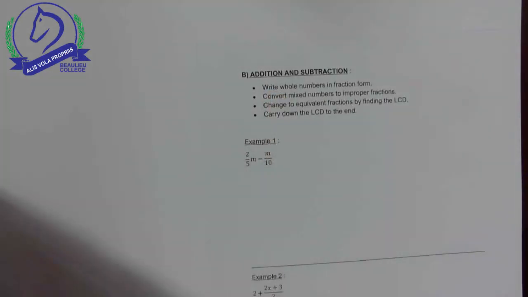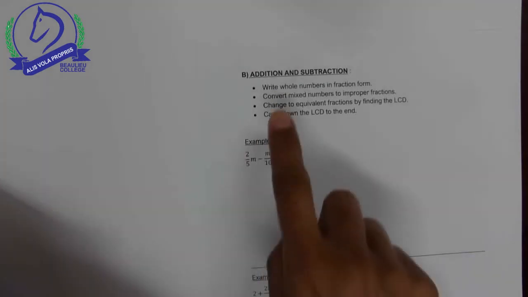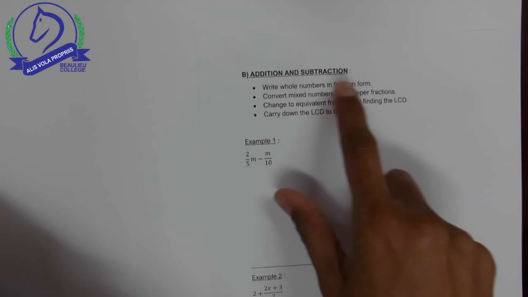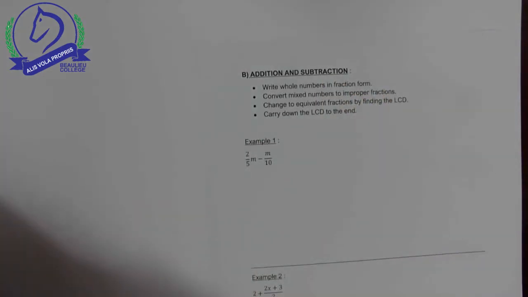When dealing with addition and subtraction, remember, write your whole numbers in fraction form. It's easier because this reminds you that you have a denominator of 1. Second point to remember, if you have a mixed number, a mixed fraction, convert them to an improper fraction. It's easier to work with.